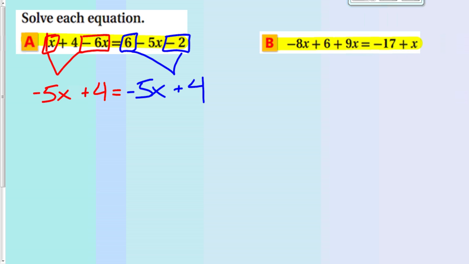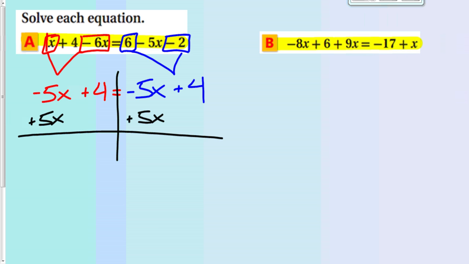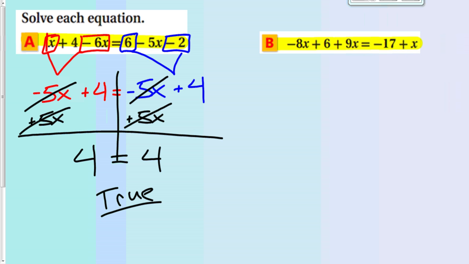If we start and try to bring our variables together, so for instance, if I add 5x to both sides, I get negative 5x plus 5x, that's 0, plus 4, and negative 5x plus 5x is also 0 plus 4, and we get 4 equals 4. This is true, alright? 4 does equal 4, and anytime that happens, this equation has infinite solutions. Any number that you put in for x will work. It'll make both sides of the equation equal.